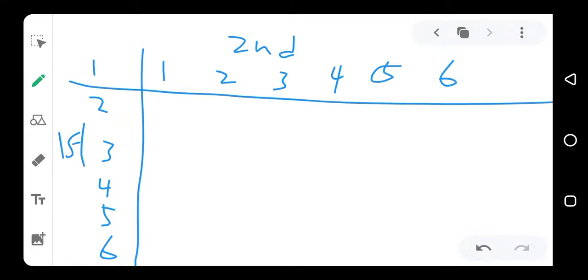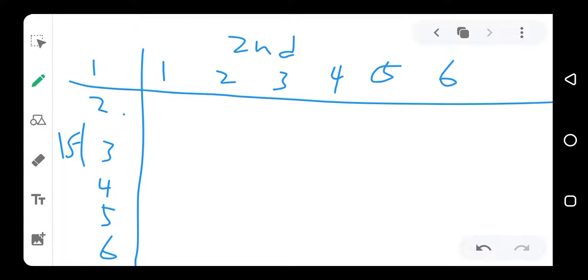Now creating the outcomes. In creating this table, we put the first one in the vertical row, and then the second one in the horizontal row, combining the first one in the vertical row with the second one in the horizontal row.